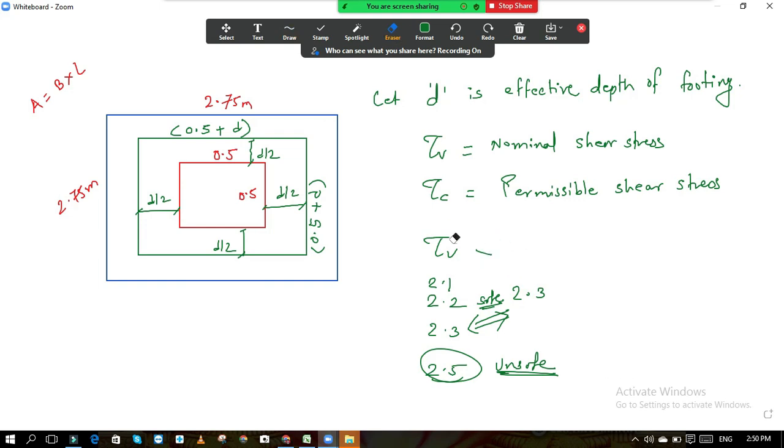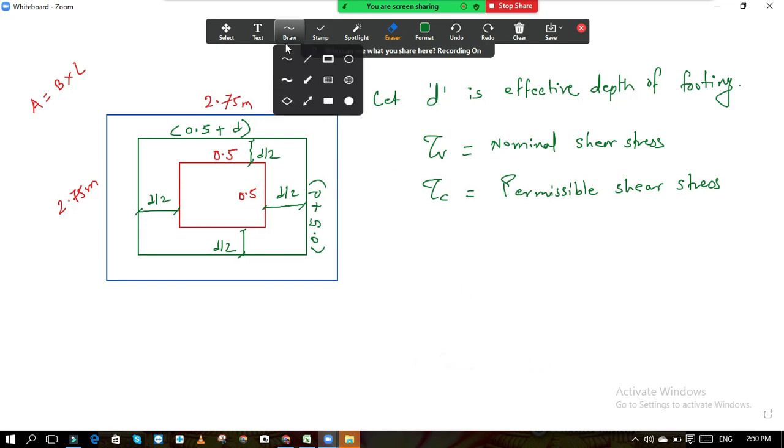So I hope now you understood this part. Now let us see how to design it. All this we are doing for the depth calculation. Remember this: we want to calculate the depth by using the two-way shear consideration.